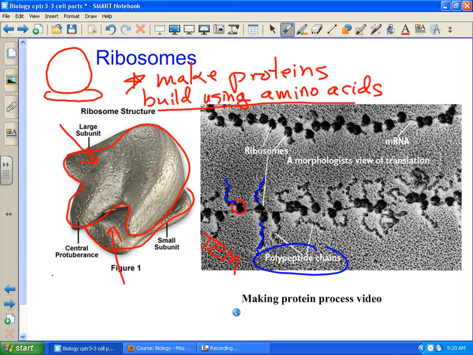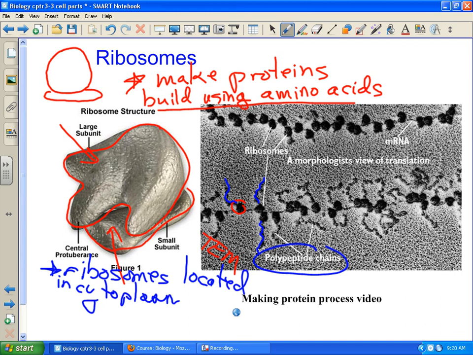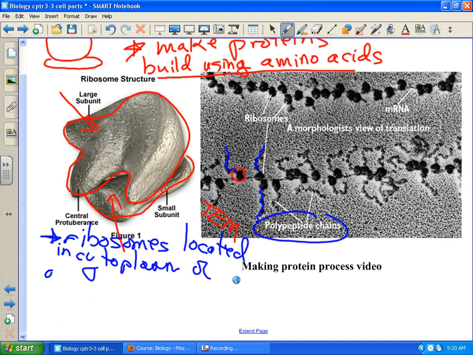Something else to put in your notes. Ribosomes are found kind of scattered. So they're located in the cytoplasm, just kind of floating around, or attached to something called the rough ER. Who has my ER? Brandon does. Okay. So rough ER has these ribosomes embedded in it, kind of stuck in it.